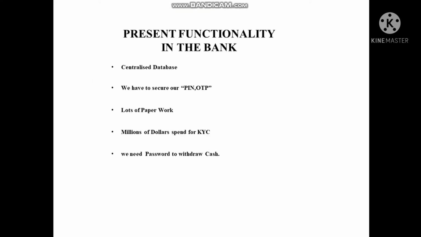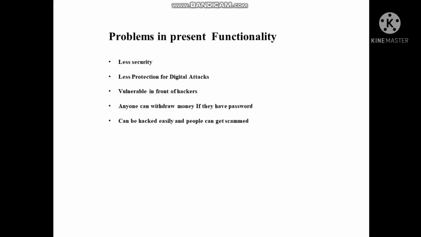So, as we have seen the problem statement of our project, now it's time to see the present functionality in the bank. So the first thing is the centralized database. We have seen the centralized database in our problem statement as well. The second thing is we have to secure our PIN and OTP, otherwise anyone can withdraw cash.